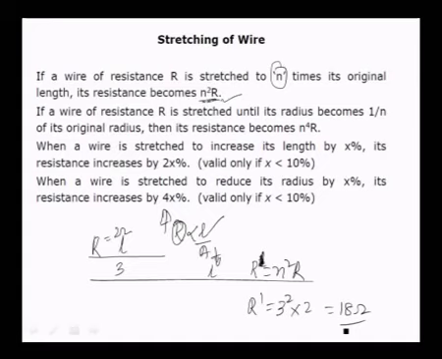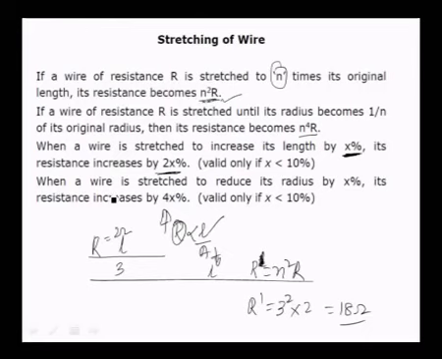The second one is in terms of radius. If the wire of resistance R is stretched till its radius becomes 1 by n of its original radius, then its new resistance becomes n to the power 4 into R. Similarly, it is given in terms of percentage. When a wire is stretched to increase its length by x%, the resistance increases by 2x%.